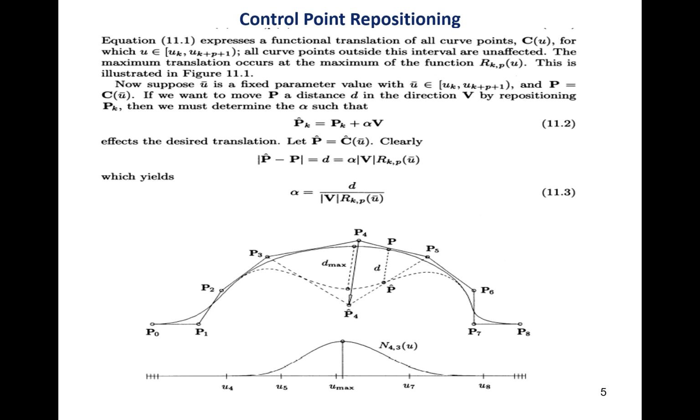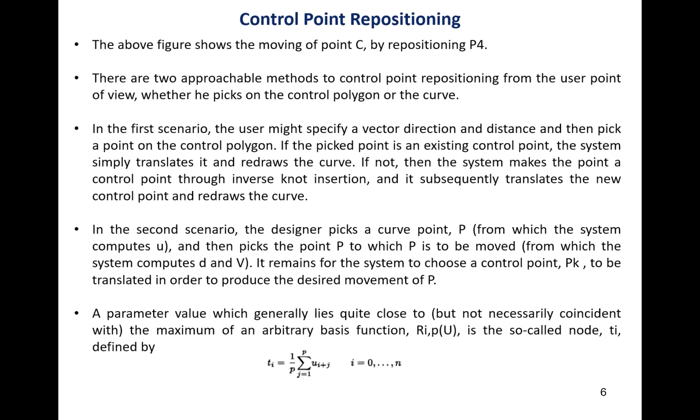The previous equation expresses a functional translation of all curve points C(u) which lie in the interval U, and all curve points outside this interval are unaffected. The maximum translation occurs at the maximum of the function, and this is illustrated in the given figure. As you can see, the formula is alpha equals d divided by the magnitude of V times R_kp of u. The figure shows the moving of point C by repositioning P4.